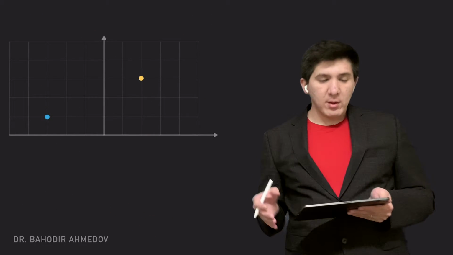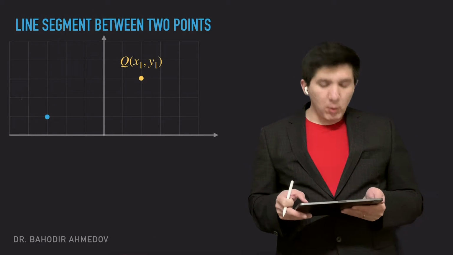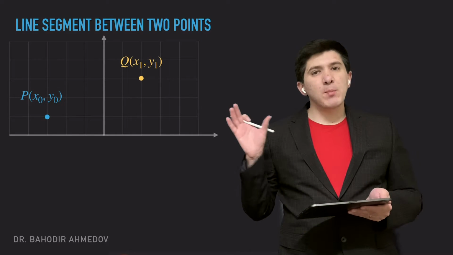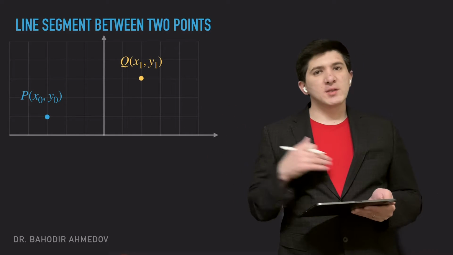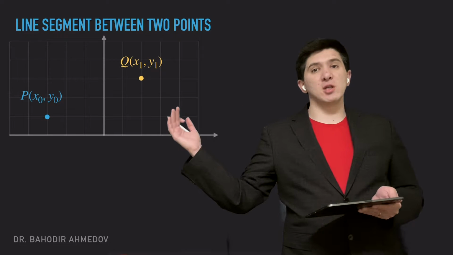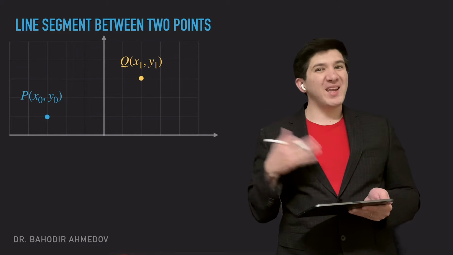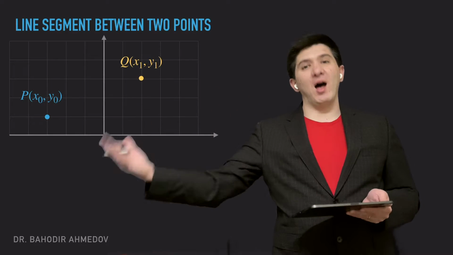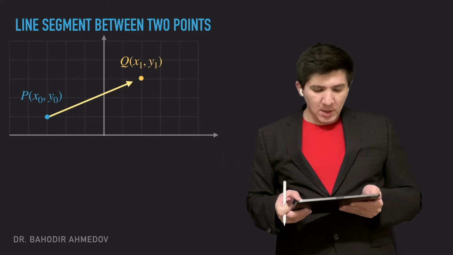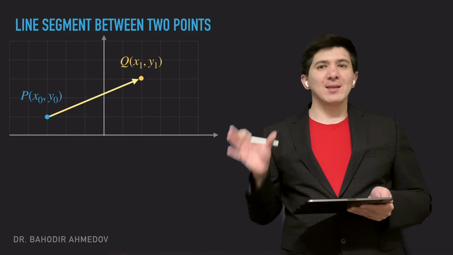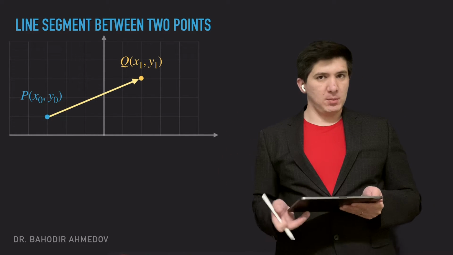So what is a line segment? It is just a portion of that line. You see that the line passes through these two points. It starts way below the first point and continues way beyond the second point. But the line segment is exactly the portion between these two points.